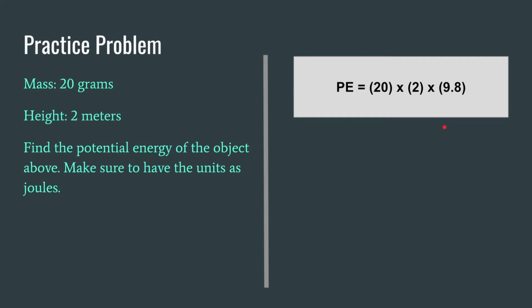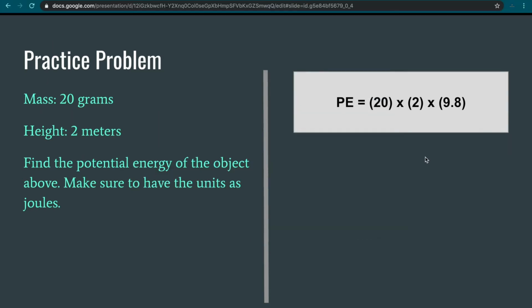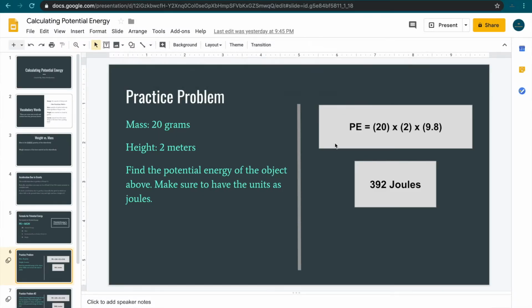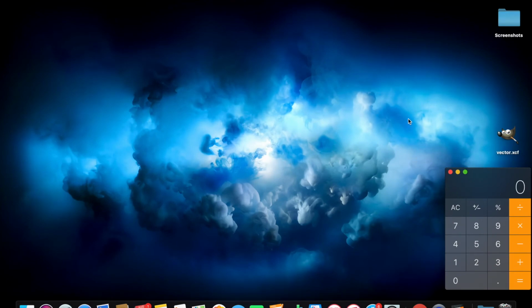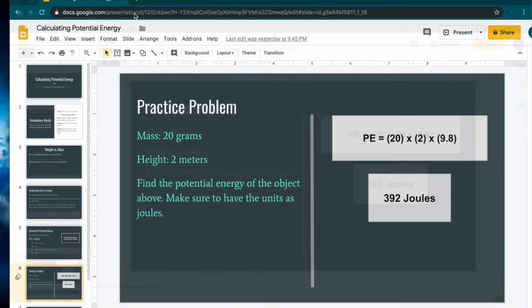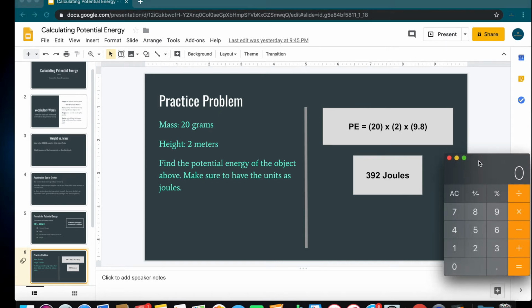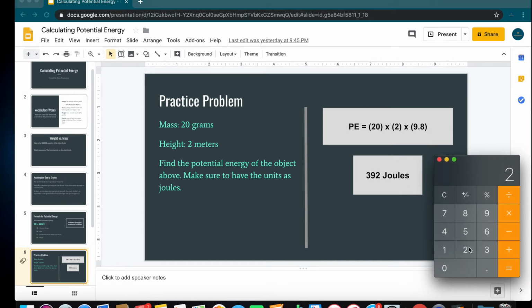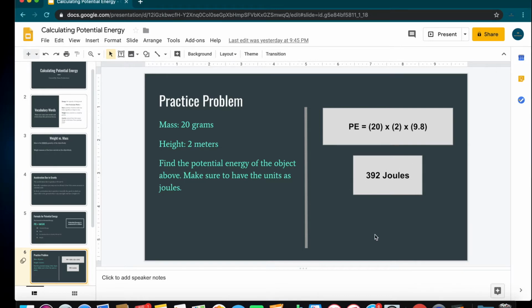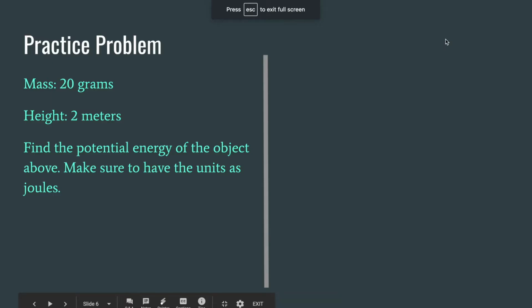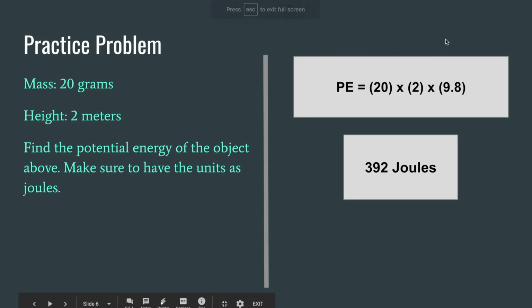Now you can actually work on this with a regular calculator. No issue. I can literally do this on a basic function calculator: 20 times 2 times 9.8. We should hopefully get something similar. 392 joules. All right, I just added joules, the calculator doesn't tell you that. All right, let's continue. So 392 joules should be the answer.